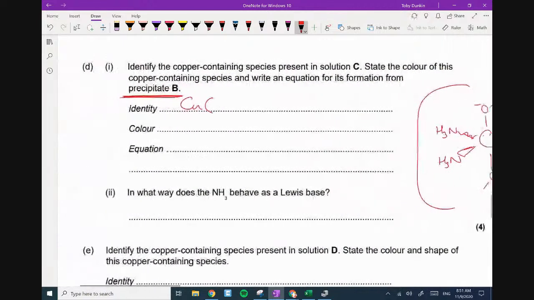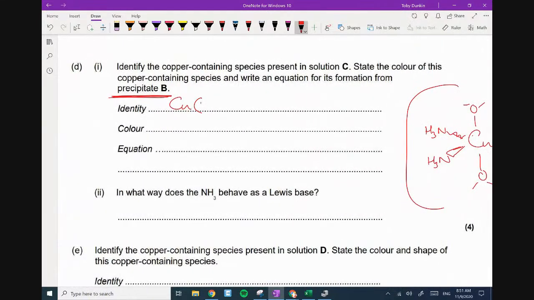So it's aqueous. So we've got the identity. You can put the amine first if you like. Cu(NH3)4(H2O)2. There we go. And that is 2+, so it's aqueous. And that's the dark blue. So dark blue is the color. The next thing, the equation.